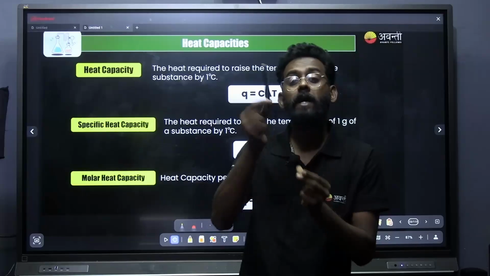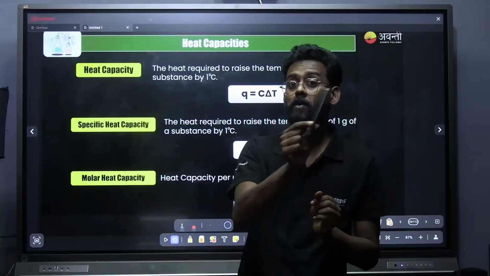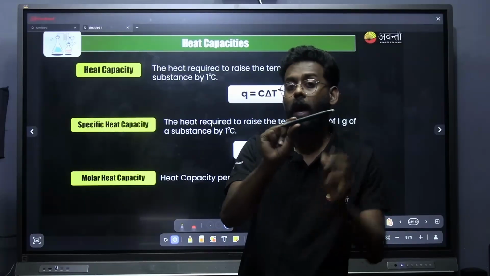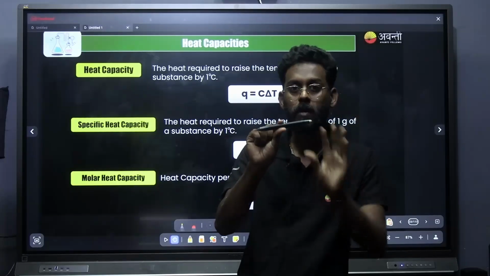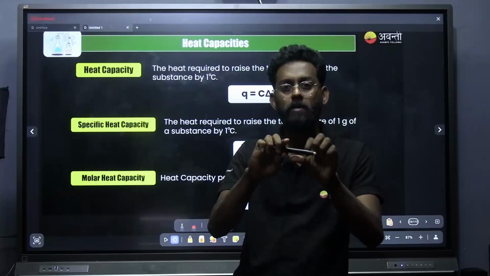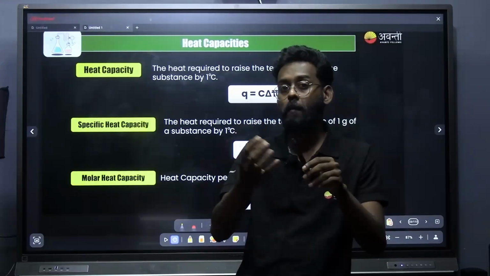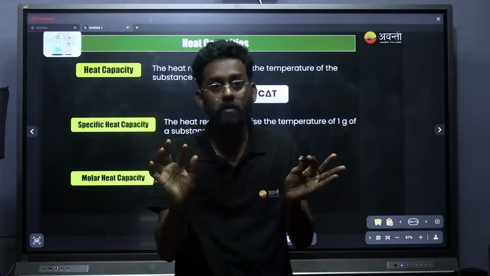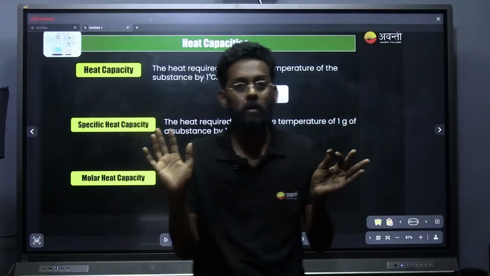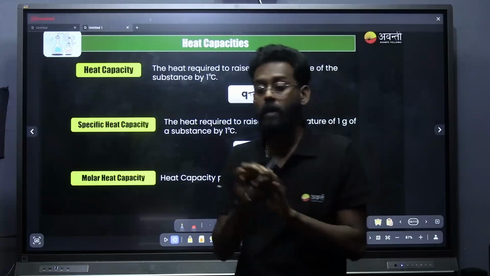That is what the heat capacity of this pen is. Okay, and it depends upon the mass. Heat capacity depends completely upon the mass. If I break this pen into two equal parts, what is going to happen? The heat capacity of both the pieces will be different if I break the pen. Okay, that is what heat capacity is.